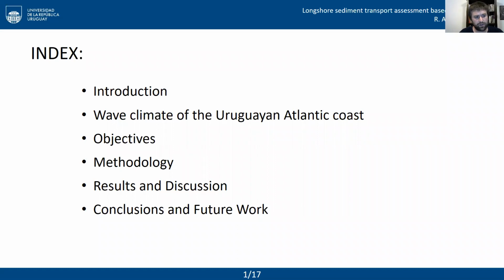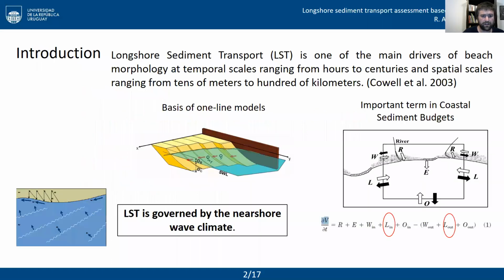The presentation will follow a standard outline. So let's start with the introduction. I don't have to go too far to convince an audience of coastal engineers about the importance or the relevance of longshore sediment transport. Let me only highlight that longshore sediment transport is governed by the nearshore wave climate.